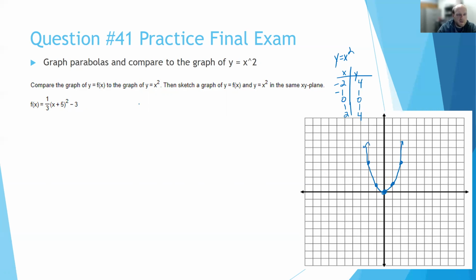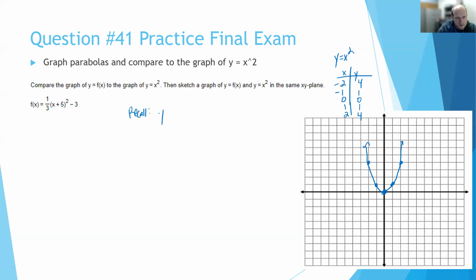Now, before I go through the rules of this, let me summarize them. So how does this move? Does x plus 5 squared move it left or right? Is the -3 going to move the points up or down? Is the 1/3 going to make the graph wider or narrower? Well, let's recall some of those rules.